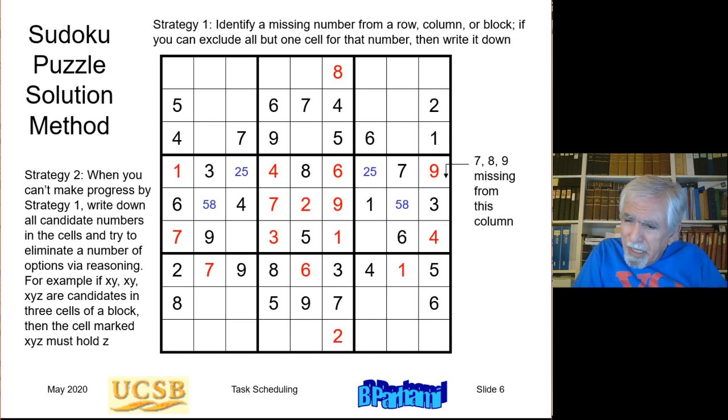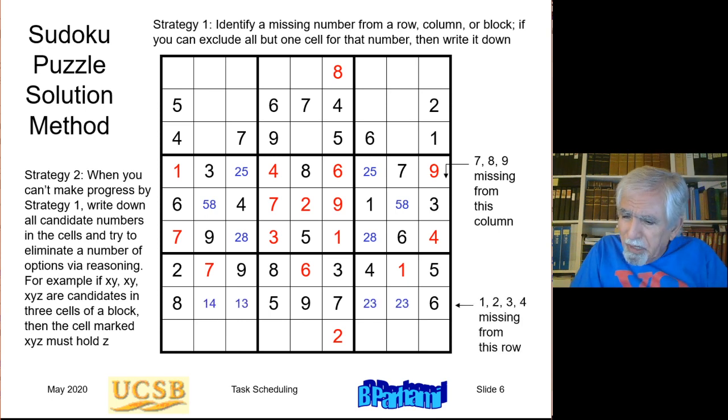Okay, so I can't make a decision there yet. All right, there are situations, however, when there are such ambiguities, I can use logical reasoning to resolve the ambiguity. And basically, that's how I make further progress. So let's say in this row, I notice that 1, 2, 3, and 4 are missing. Okay, 1, 2, 3, and 4.